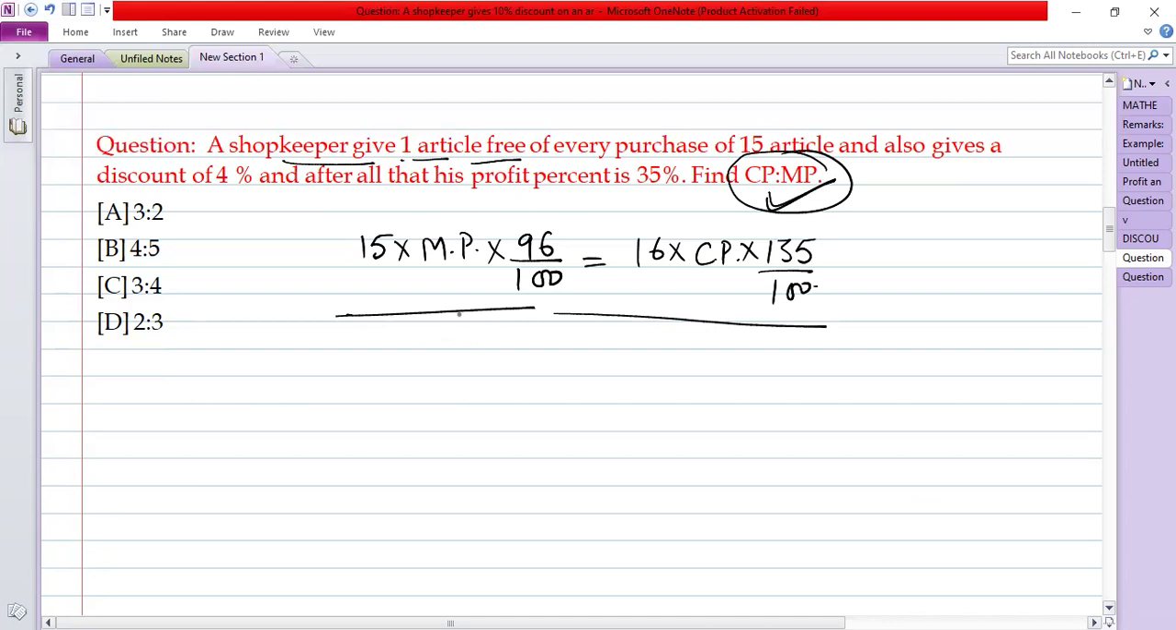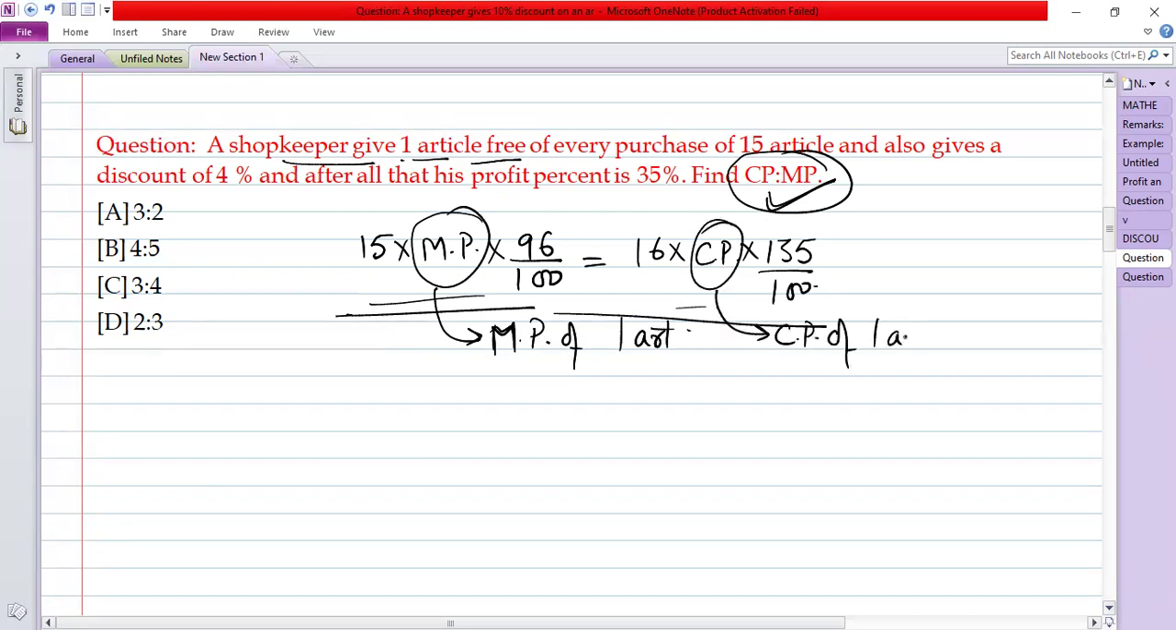Now let us see how this equation is there. What is this MP? Obviously, this is the marked price of one article. And obviously, what is this CP? It is the cost price of one article. Actually, in such cases, one may directly write M rather than MP, and instead of CP, one may simply write C. Meaning 15 times M into 96 by 100 equal to 16 times C into 135 by 100.